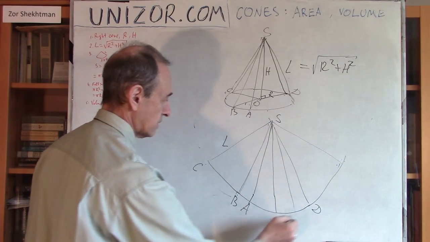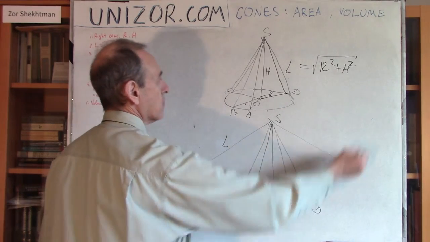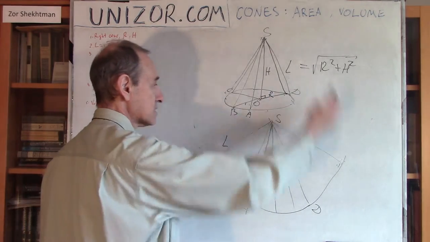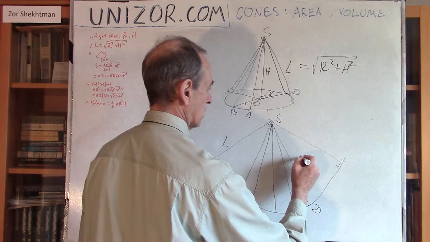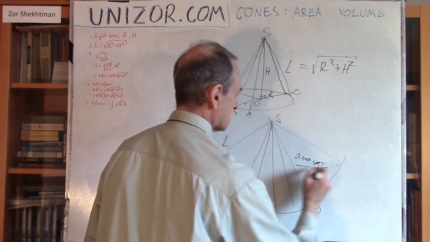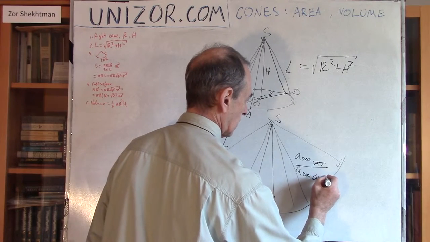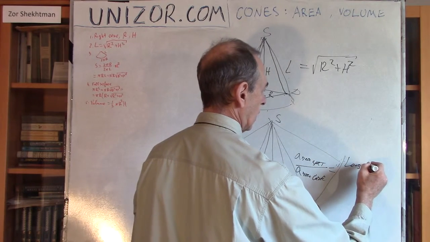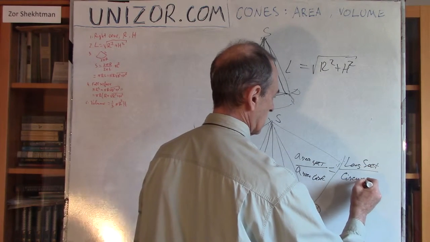Now, I know this length. So, if I divide this length by the circumference of the whole circle, I will have the piece of the big circle which this area actually takes. So this area, let's call it the area of a sector. If you divide it by the area of a circle, it would be the same as this length of the sector divided by the circumference of a circle.